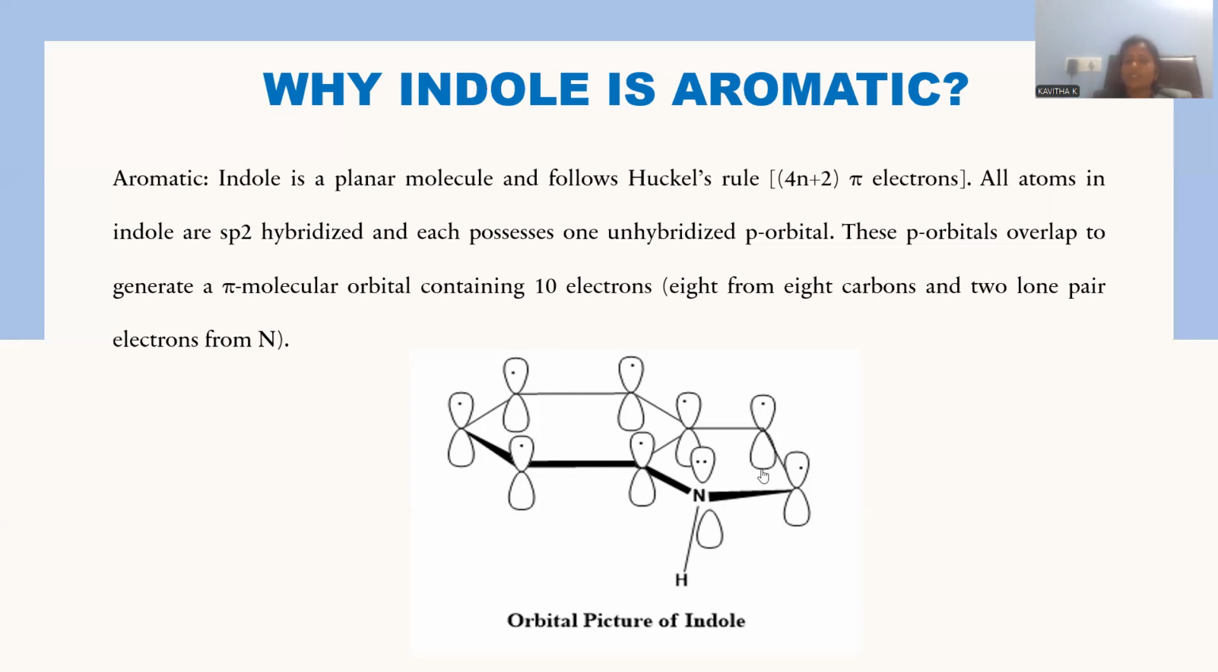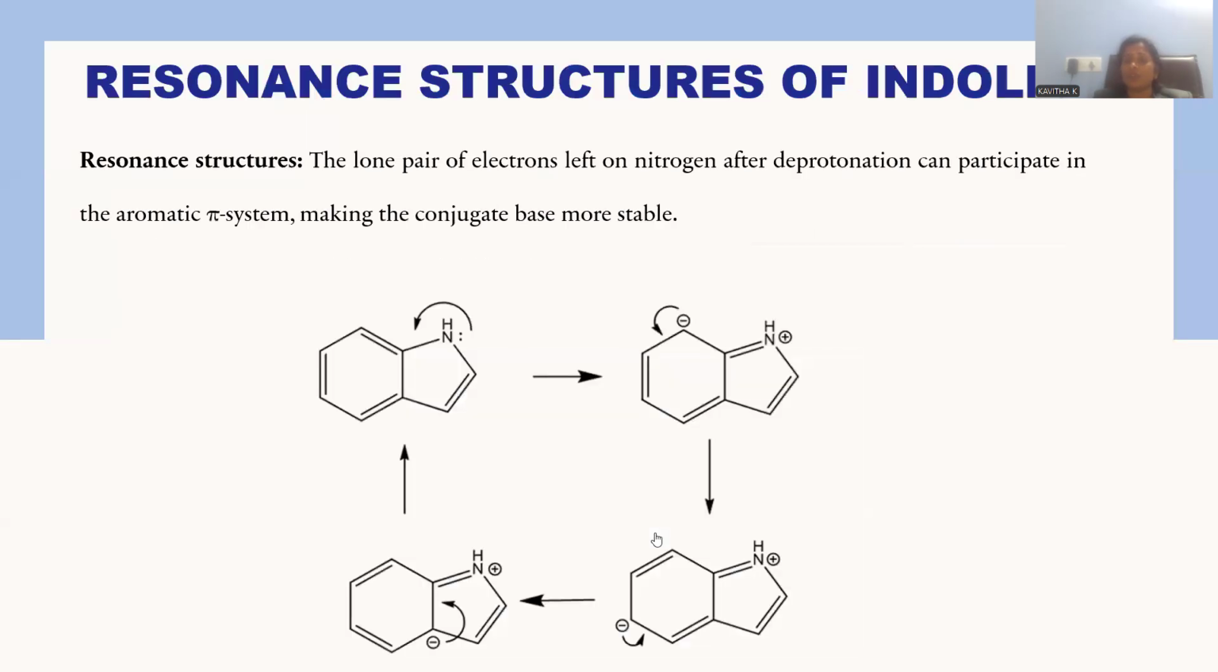Together, 6 plus 2, 8 plus 2, 10 pi electrons are taken by the bicyclic system. So n is given by 2, an integer, a whole number. Obviously it obeys the Huckel rule and comes under aromatic compounds. And all unhybridized p orbitals take part in lateral overlapping, giving rise to pi bond formation. With the pi bonds above and below the plane, a pi electron cloud is originated. This is the way many factors contribute to the aromaticity of the indole molecule.